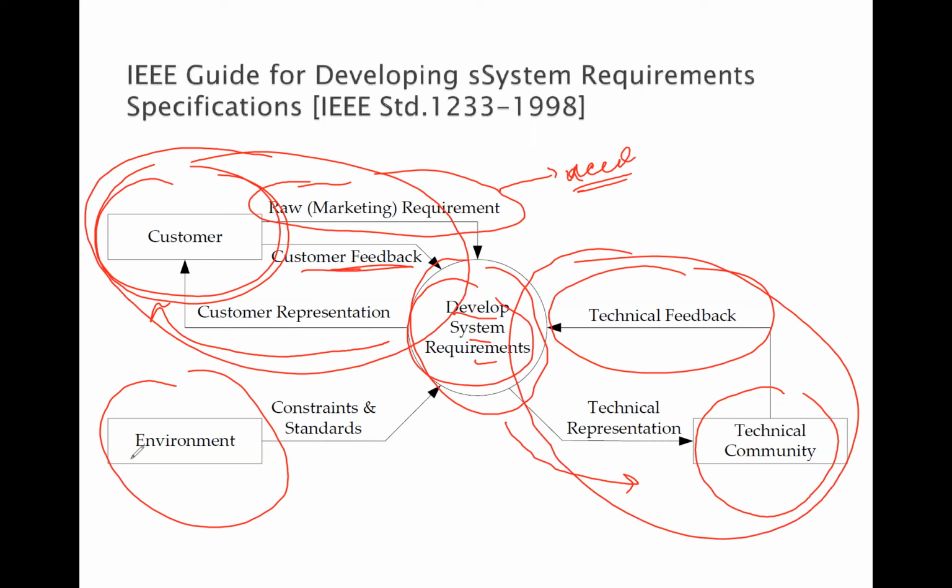On the other end, for environment, there are constraints and standards imposed by the environment, and these have a direct impact on the system requirements. There is usually nothing we can do to change these constraints or standards, so there is no feedback from the system requirements to the environment.